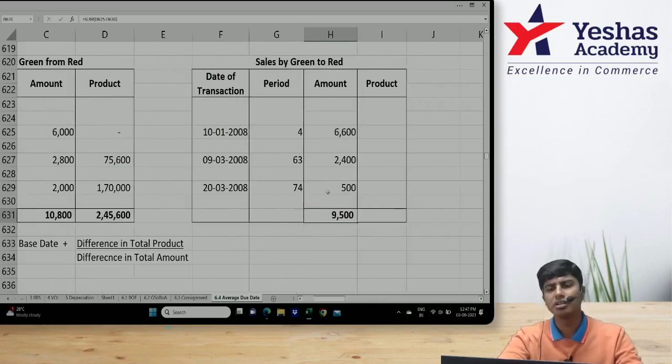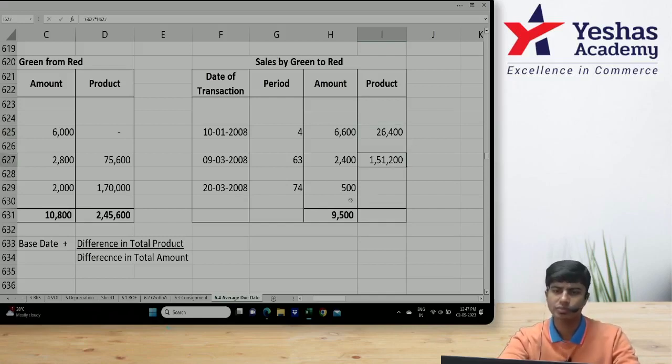And multiplication. 400. 63 into 2,400. 1 lakh. 74 into 500. Tell me the total.